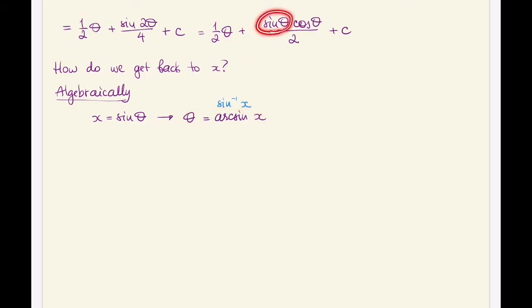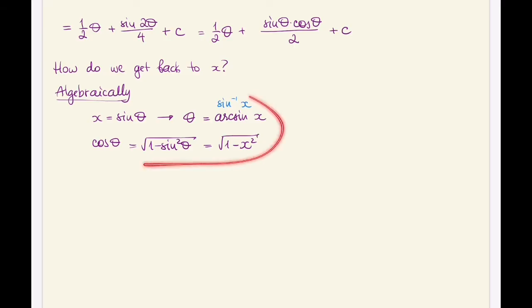I have that sine theta itself is x, so this part is covered, and all that remains is for me to express cosine in terms of my existing x, which means in terms of sine. Now, going back through the basic trigonometric identity once again, I know that cosine theta is equal to the square root of 1 minus sine squared theta, which means that this is equal to the square root of 1 minus x squared. Now I'm going to plug all of this information into my final answer for the integral to be able to rewrite the whole thing in terms of x.